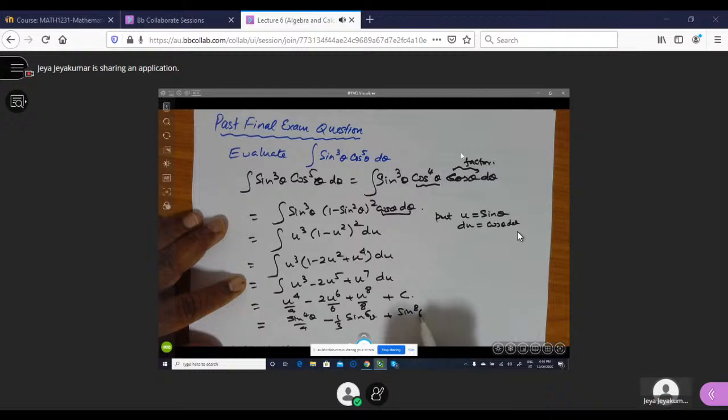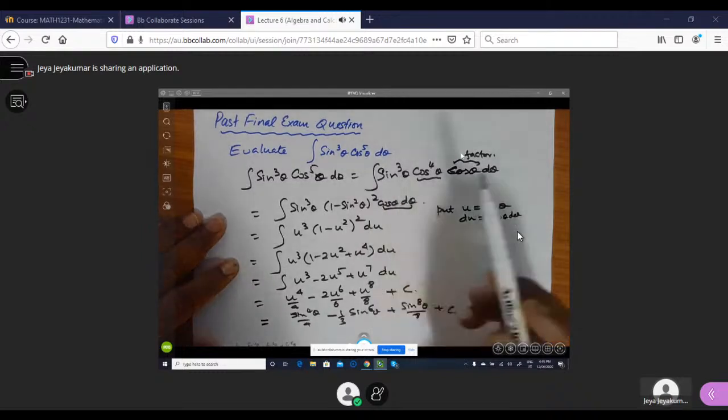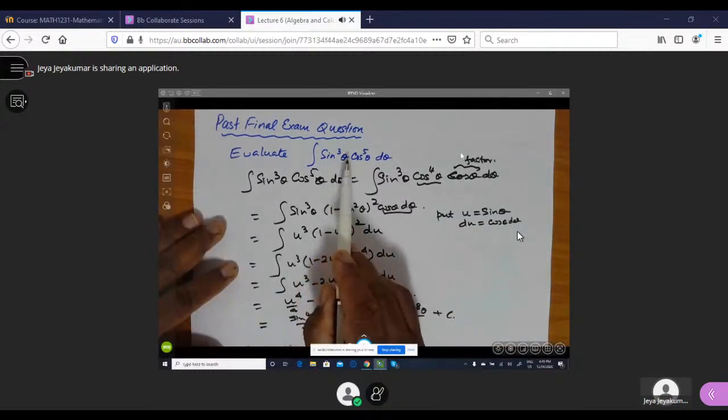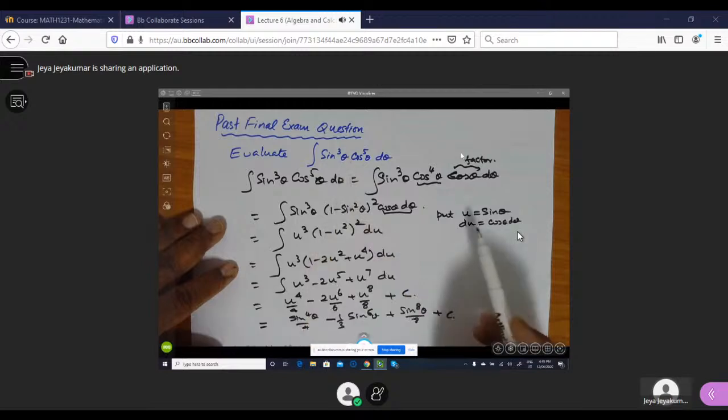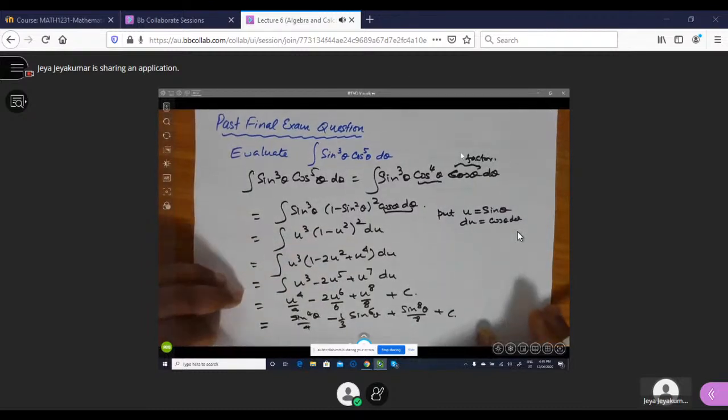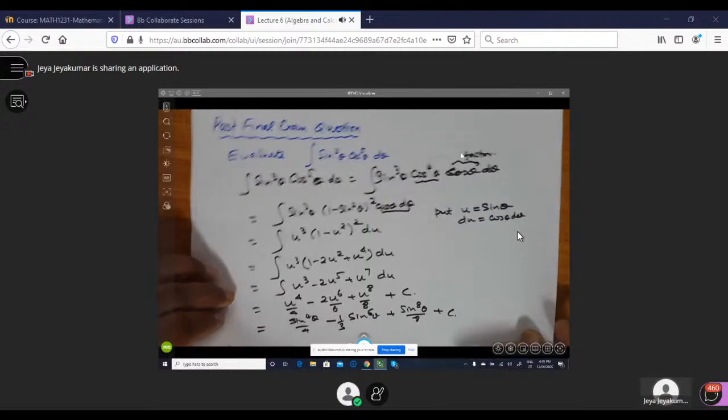That's easy. You can also factor out one sine instead. That will also work, and then you use the substitution u equals cosine theta. You end up with the same answer. It depends on which one looks easier to you. All right, so that's how we solve products of trigonometric functions.